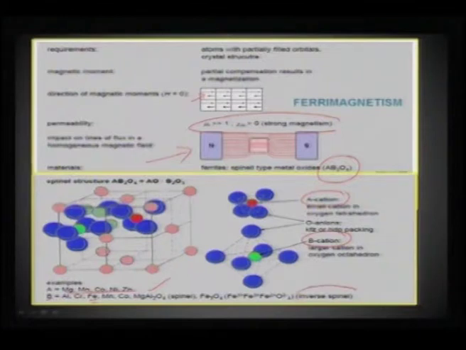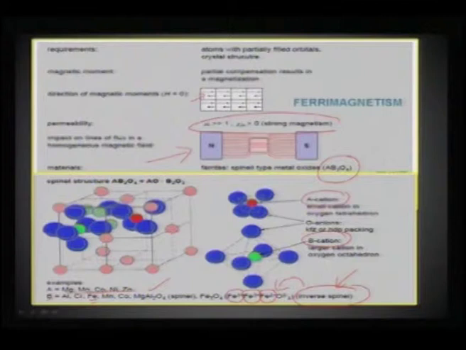The well known inverse spinel is iron oxide or magnetite, where if you look at the occupation of these sites, you would see that these two ions are actually in the B site, and your Fe3 plus is in the A site. Because you have a mixed valency of both Fe2 plus and Fe3 plus in the B site, this is called an inverse spinel.